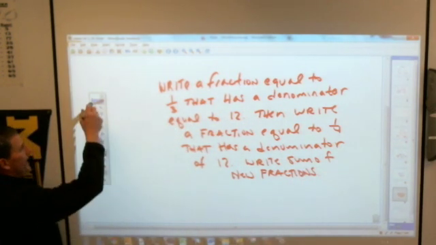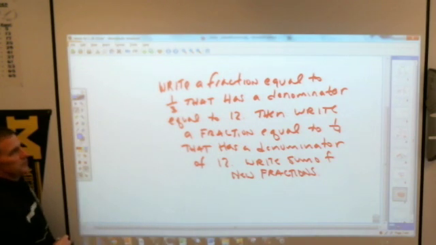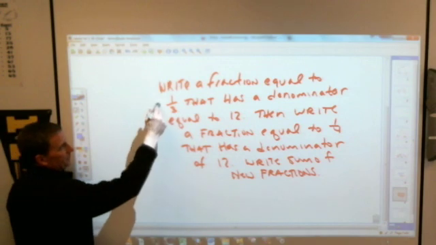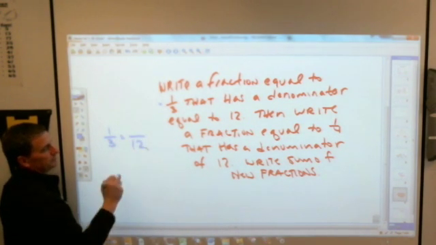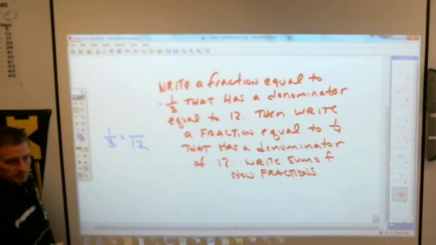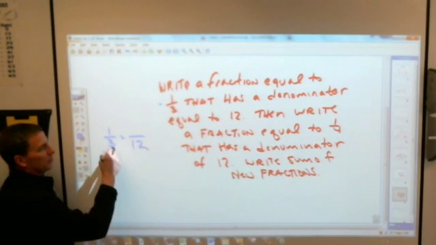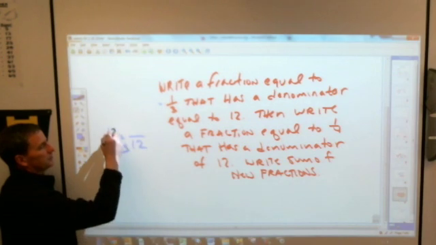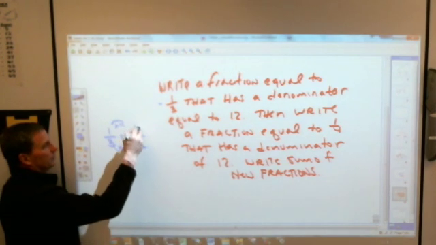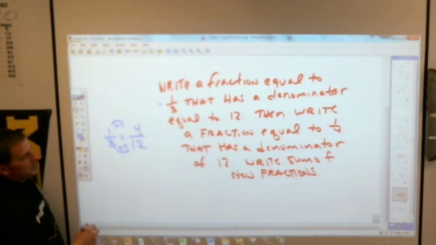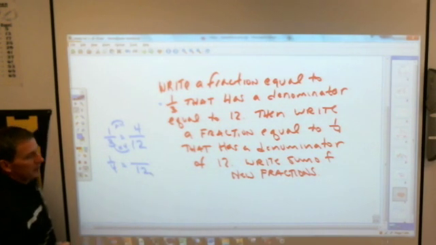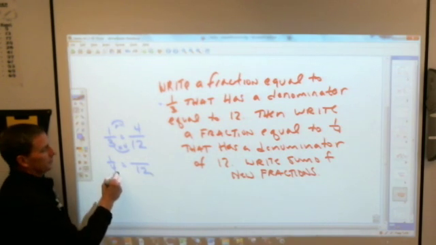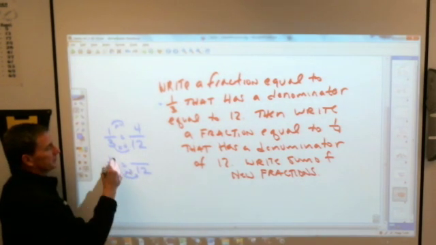Lots of words. You don't have to copy the problem word for word, but this is what you need to see. First of all, they said to do what? Step by step. Write a fraction equal to 1/3 that has a denominator of 12. What would that be? To go from 3 to 12, you multiply by 4. So the top would have to be 4. Then it said write a fraction equal to 1/4 that has a denominator of 12. To go from 4 to 12, you multiply by 3, so the top would have to be 3.